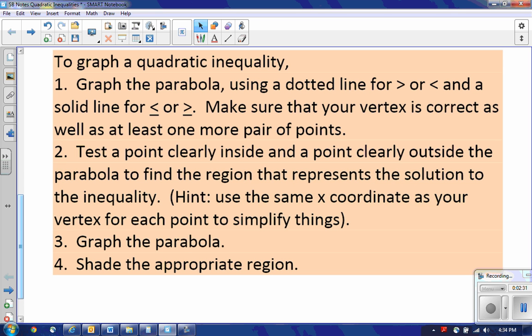One thing that you can do to help you simplify the arithmetic that you need to do is use the same x-coordinate as your vertex for each of the points that you choose to test. Once you've graphed the parabola, you test your points and shade the appropriate region. Let's do an example.